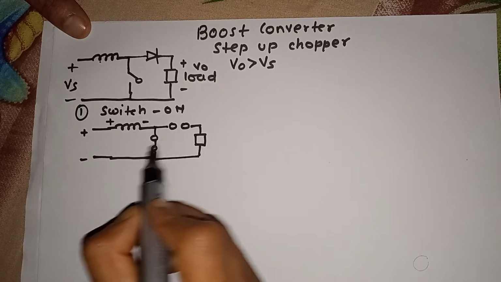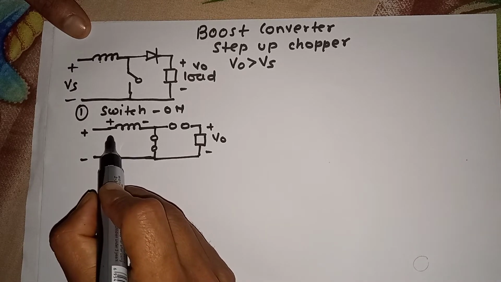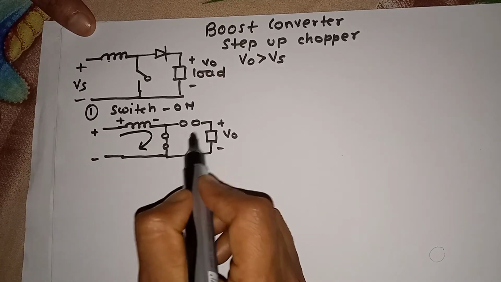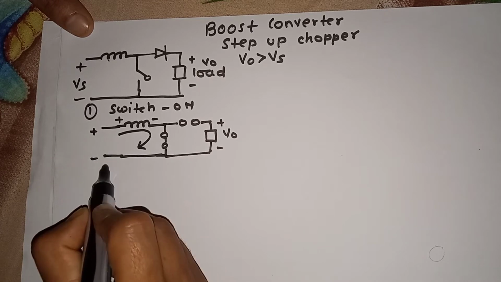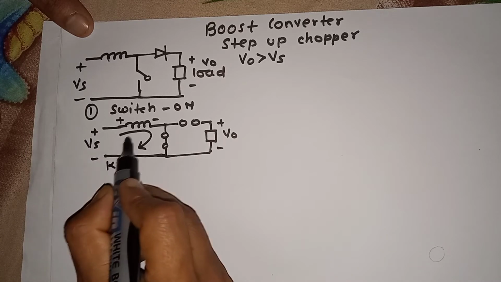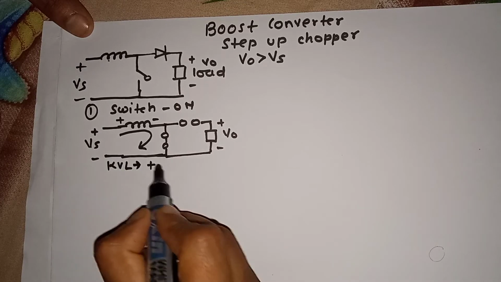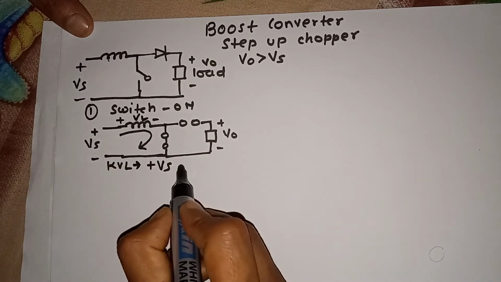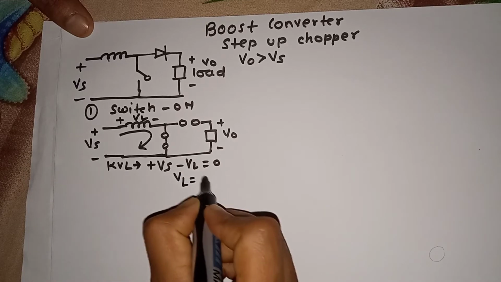In this case, this is plus minus VO. All the current flows through this closed circuit, and no current flows here. Now we can find the equation of the voltage by using KVL. Here you can see the direction of current, the rise of voltage will be plus Vs, and the drop in voltage across the inductor will be minus VL equal to 0. So we get the first equation, VL is equal to Vs.